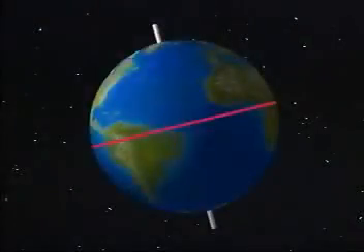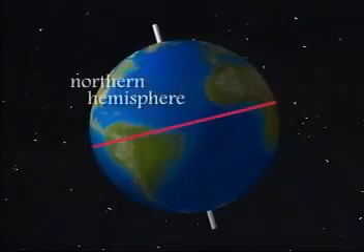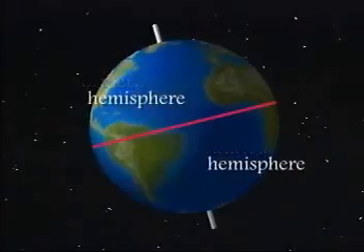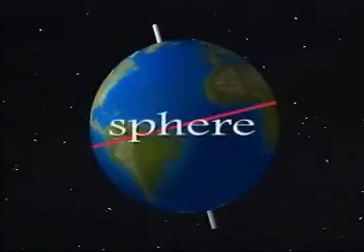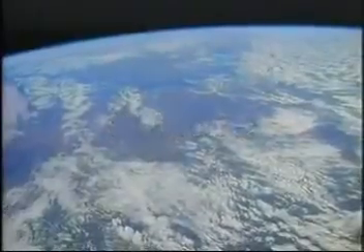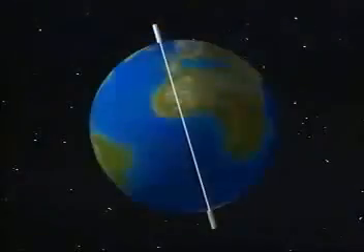Halfway in between the two poles is an imaginary line that goes all the way around the Earth. This line is called the equator. It divides the Earth into two halves, the northern hemisphere and the southern hemisphere. The word hemisphere means half a sphere. A sphere is a round object, like a ball, or in this case, the Earth. Each hemisphere, then, is half the Earth.